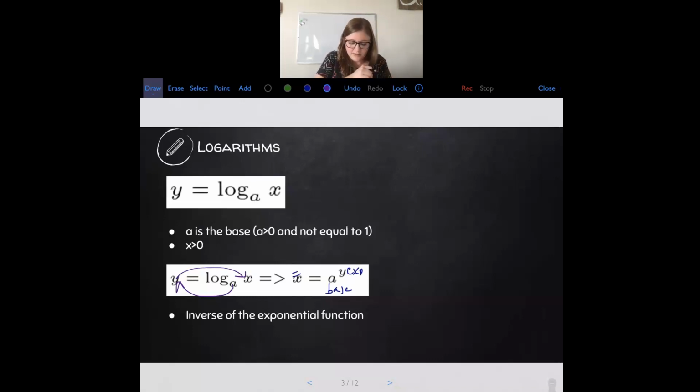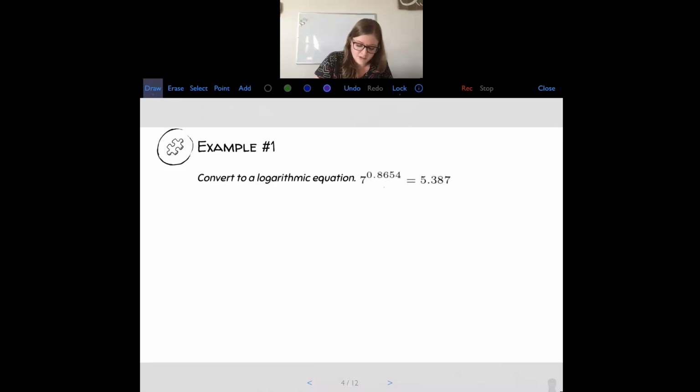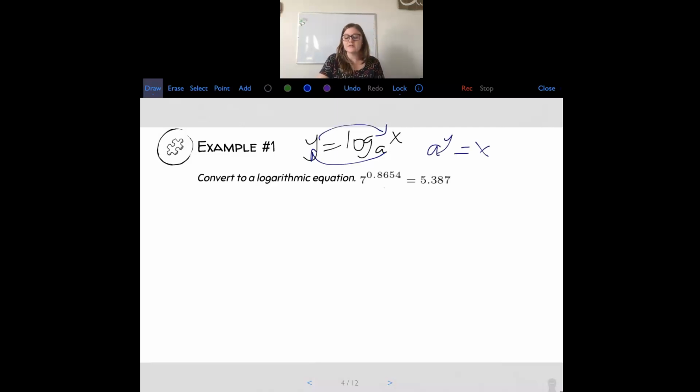Okay, so example 1, convert to a logarithmic equation. Our form of a logarithmic equation is y equals log base a of x, and as an exponent, it's a to the y equals x. So what we can do is line this up with the exponential equation that we're given. So 7 is our base.